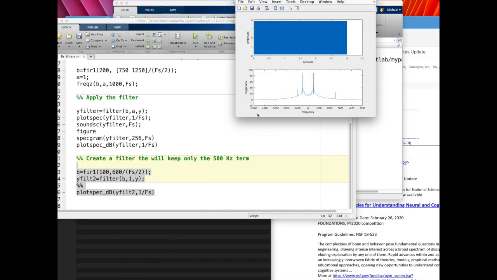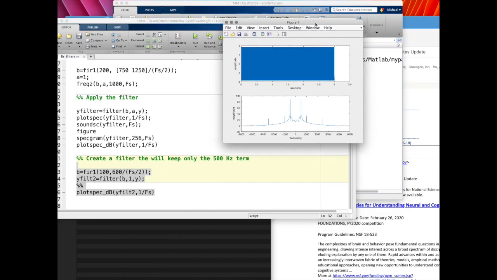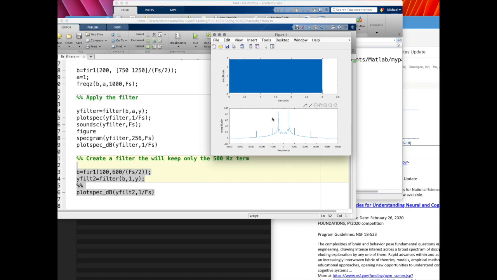Okay, there we go. So from there, the strong signals now are the 500 hertz terms. 1000 gets attenuated, 2500 gets attenuated. Okay, so this is an example of how we apply MATLAB to generate sinusoids and then do practical filtering.